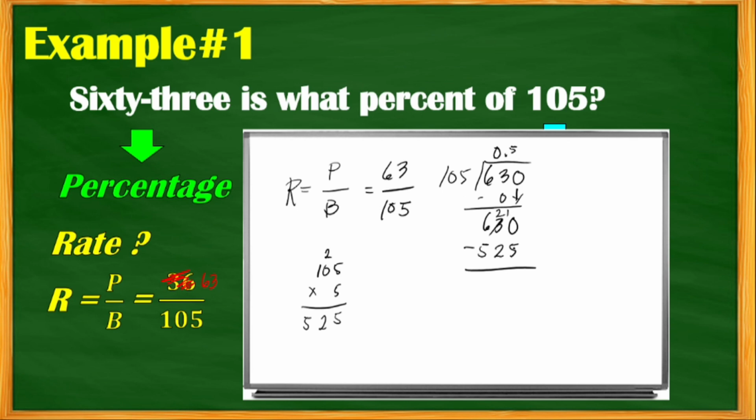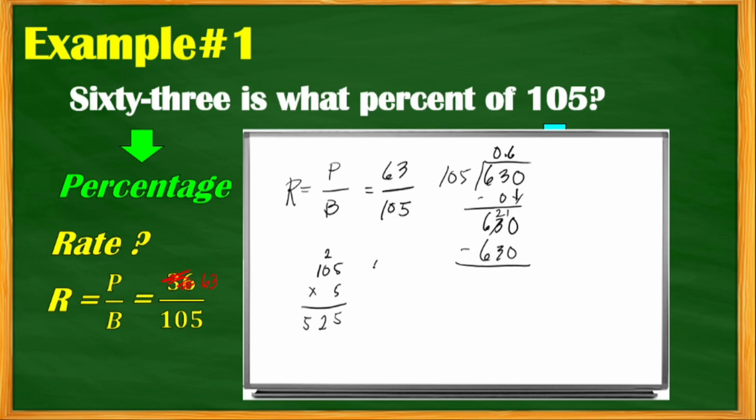Borrow. It becomes 2. It becomes 10. 2 minus 2 is 0. 6 minus 5 is 1. So the 5 needs to become 6. 6 times 105 would be 630.